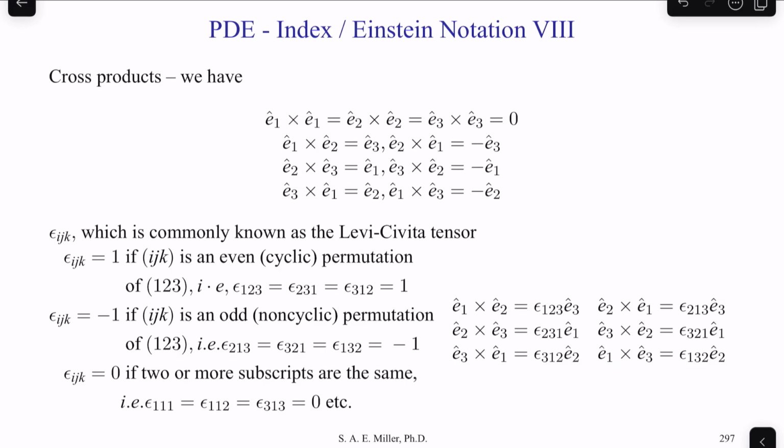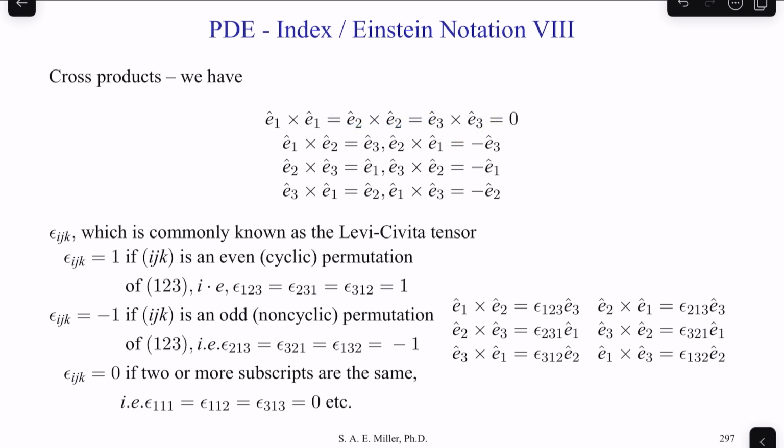Let's next look at cross products. So return to our definition of our basis or unit vectors in the 1, 2, 3, or x, y, and z directions. So if you take the cross product of the 2 unit vectors in the 1, 2, or 3 directions, by definition they'll be 0.